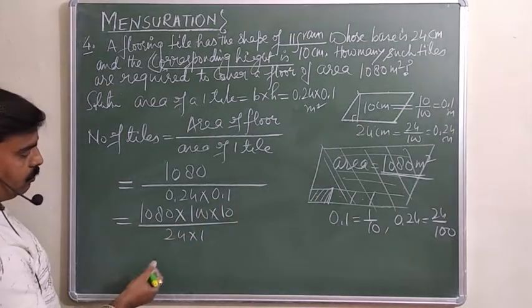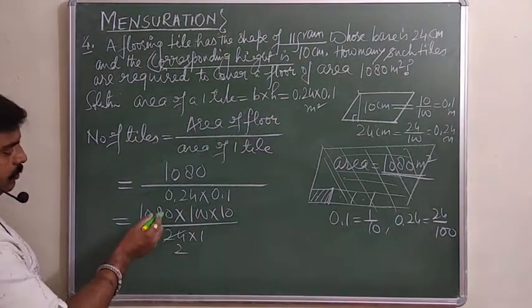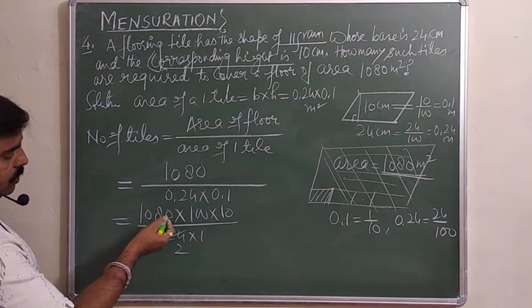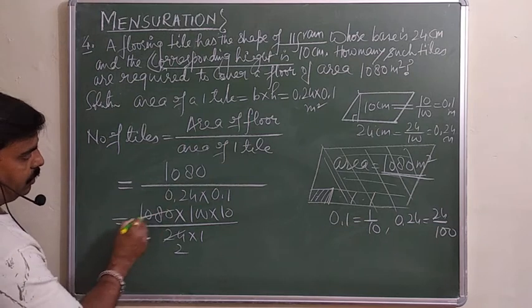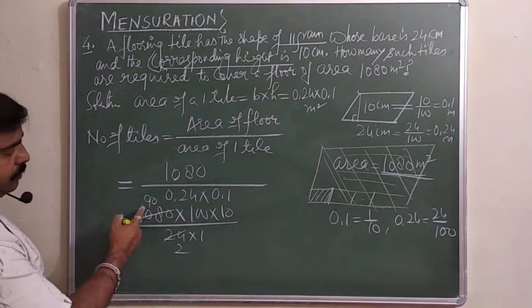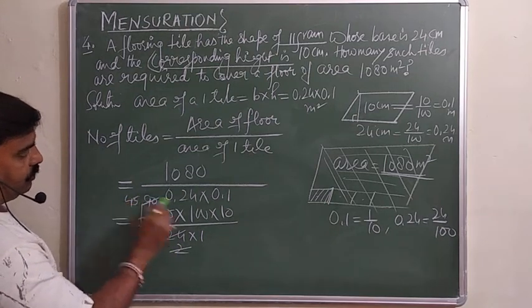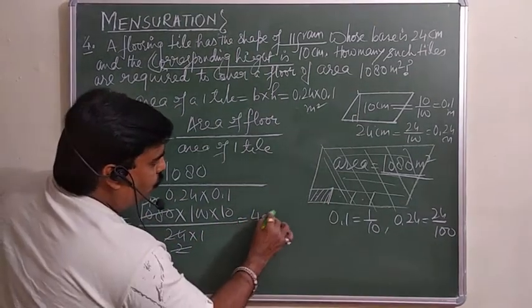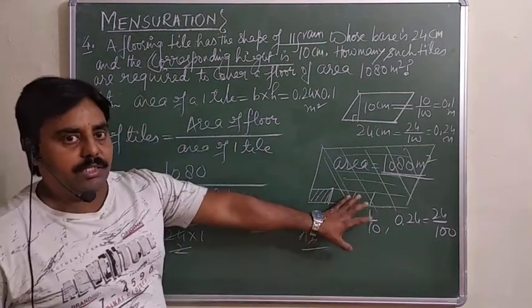Now you can solve this one. Cancelling the factors, you will get 45,000 tiles required to cover this area. Have a look.